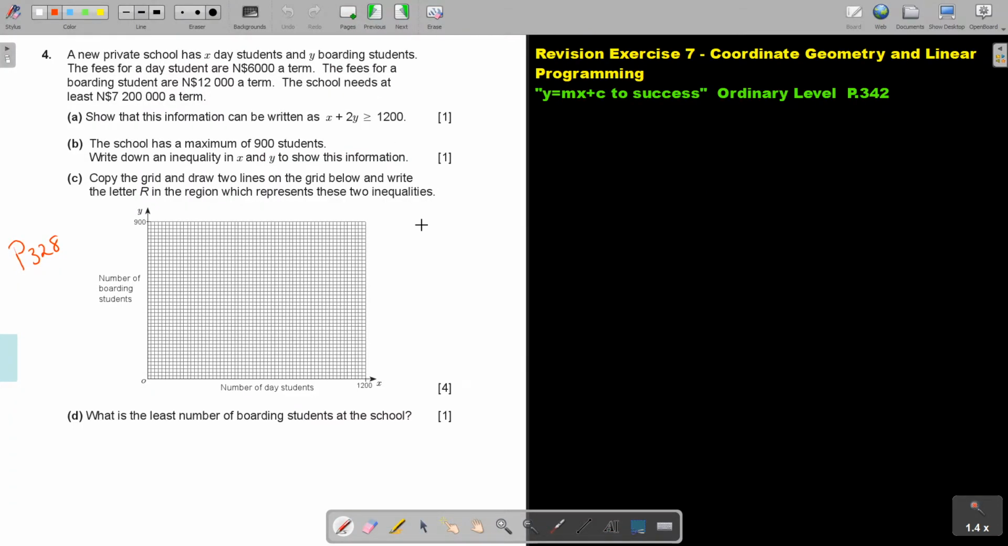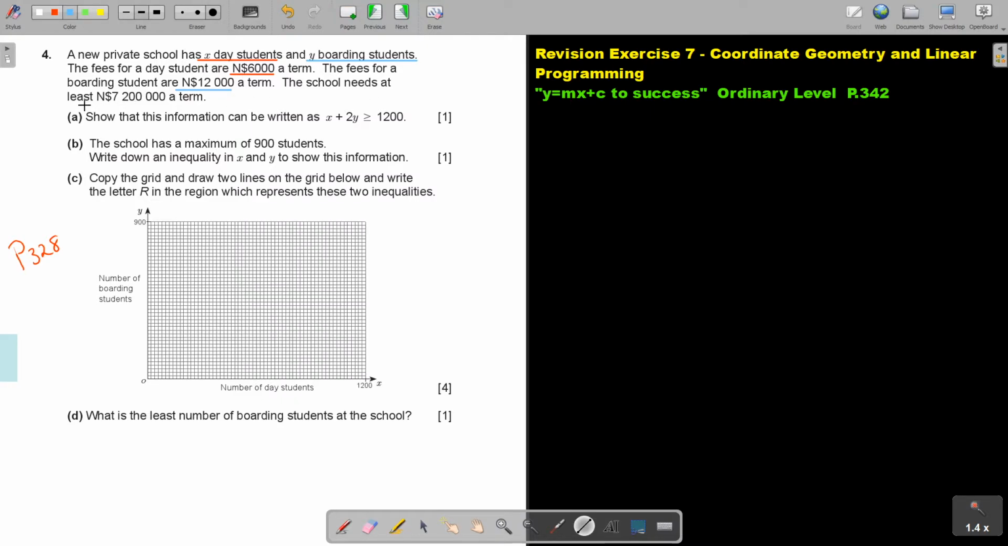Okay, so if I look at this one, a new private school has X day students, and I always underline as I start reading. So it's X day students and Y boarding students. Okay, let's just go. The fees for a day student. Now, don't forget, day is X. I think what I'm going to do is use different colors. This is the boarding students. So the fees for the day students is 6,000. And the fees for a boarding student, because they pay more, they must eat, will be 12,000.